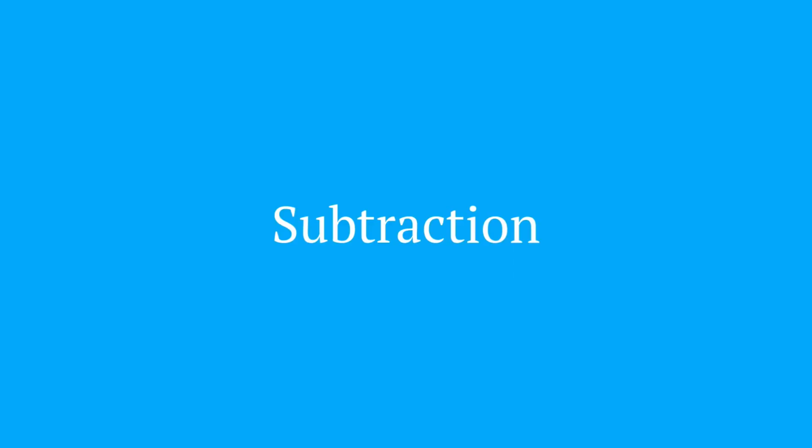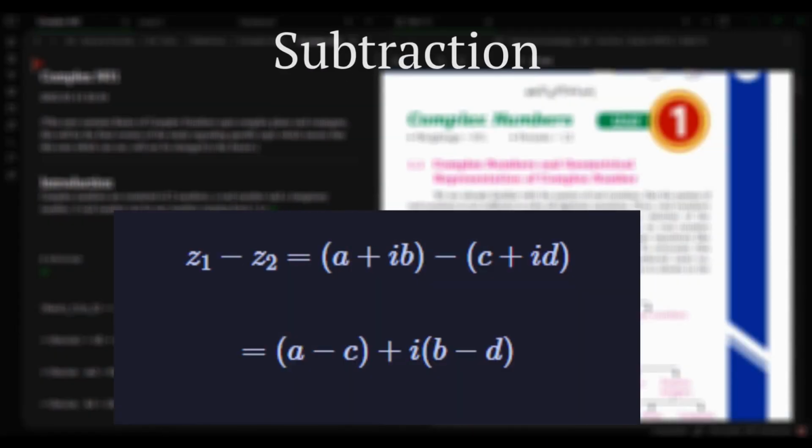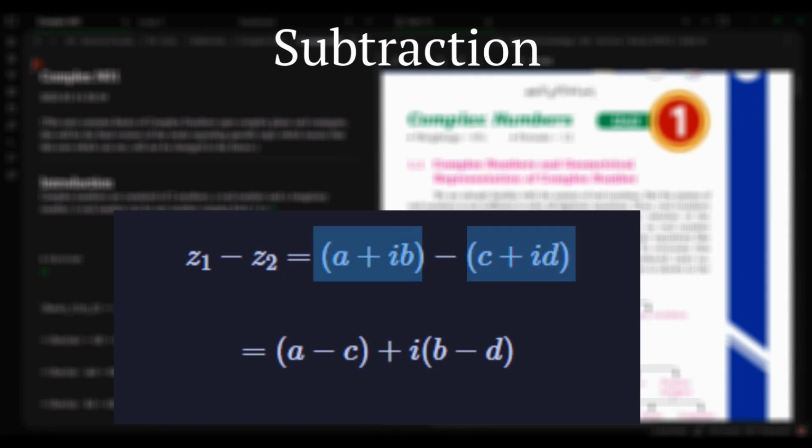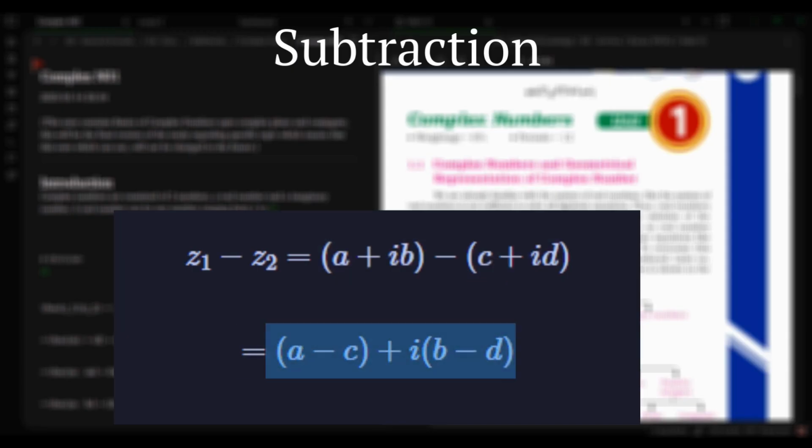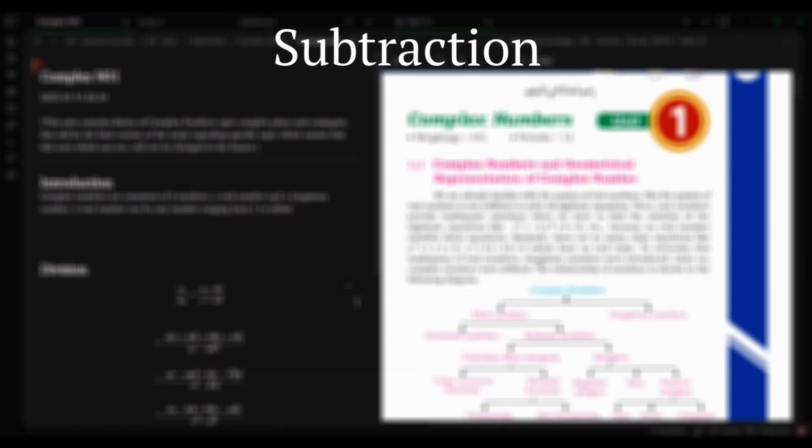Second is subtraction, which is also easy. The difference of two complex numbers z1 and z2, with the same a plus ib and c plus id, can happen by subtracting the real part from the other real part and imaginary part from the other imaginary part. Same as addition, but you are subtracting here.